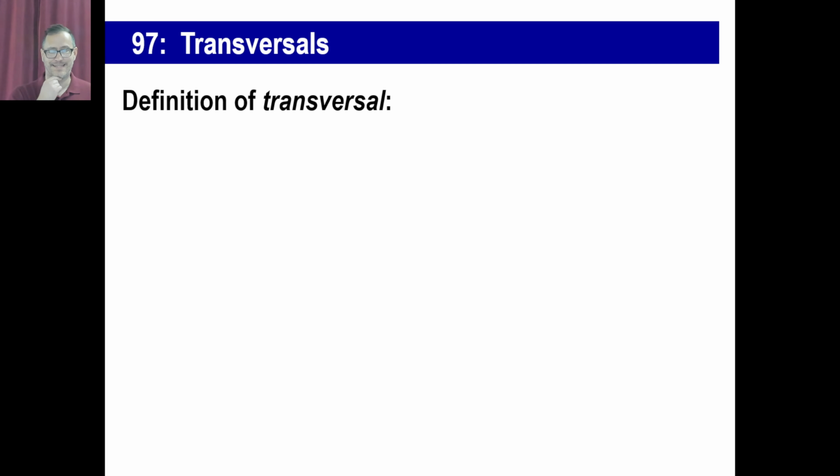Okay, let's look at 97 today. It's called transversal. Anytime you see the word trans, that's Latin for across or through. So we're going to look at a picture of what a transversal is. Well, let's just do it.